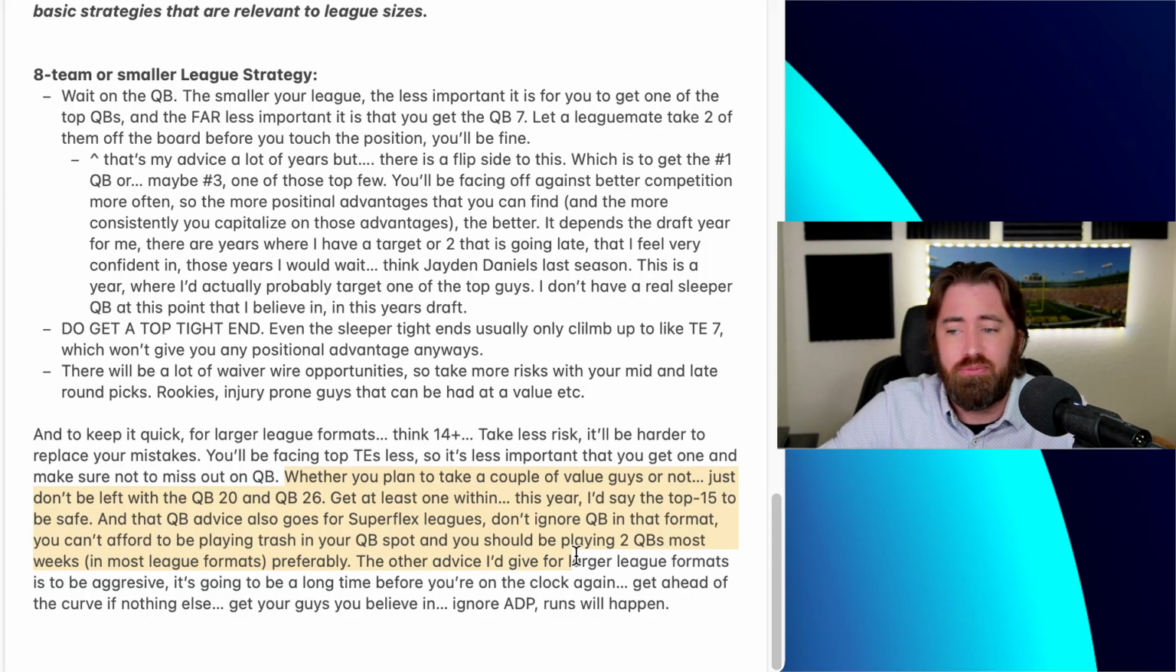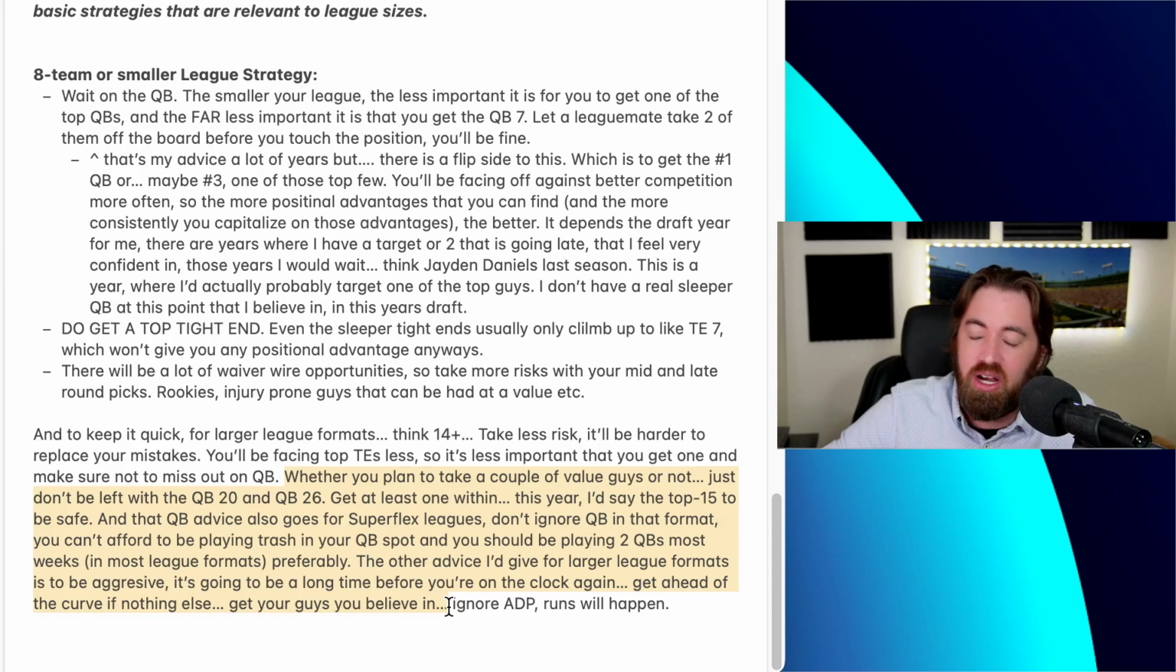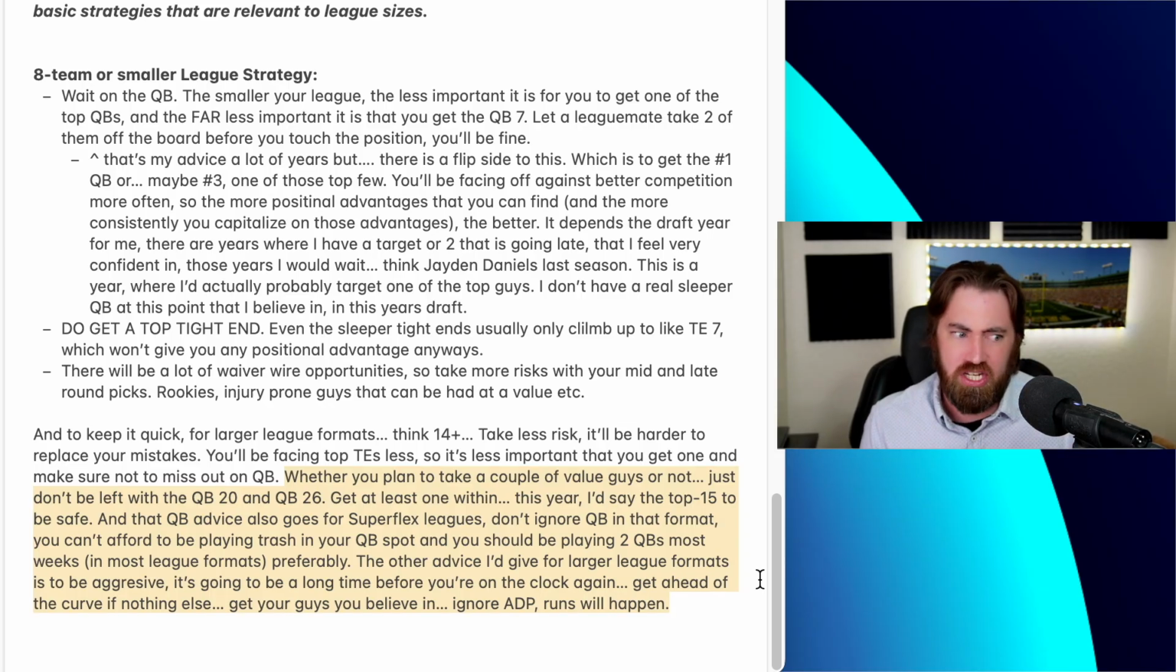The other advice that I would give for larger league formats is to be aggressive. It's going to be a long time before you're going to be on the clock again in those drafts. So get ahead of the curve, if nothing else. Get the guys that you believe in. Don't take the guys that you're like, but the value's there. Just ignore the ADP. Runs are going to happen, and the guy that you're questionable on, you're saying, I think Trevion Henderson could get back around to me, though. There's a chance. His ADP is right there. I'm going to take the risk on it. Just take Trevion Henderson. Just go for it, okay?